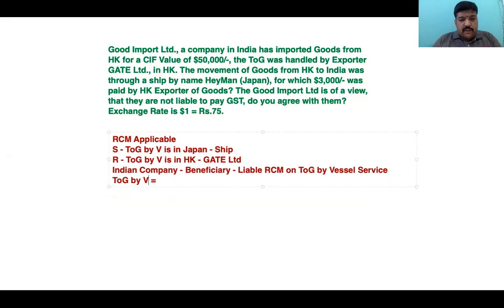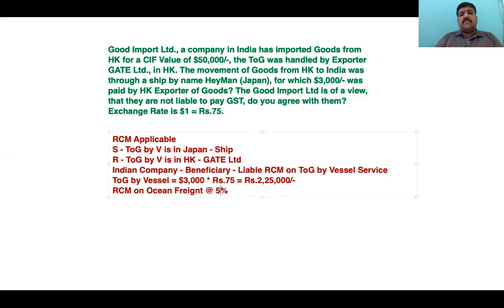For the transportation of goods by vessel, if the value of transportation is known. Incidentally, in this problem, it is known that it is $3,000 into rupees 75. Exchange rate is also given. Your value of supply will be 2,25,000. On 2,25,000, RCM at the rate of 5%. From a CMA exam perspective, 5% RCM on ocean freight.